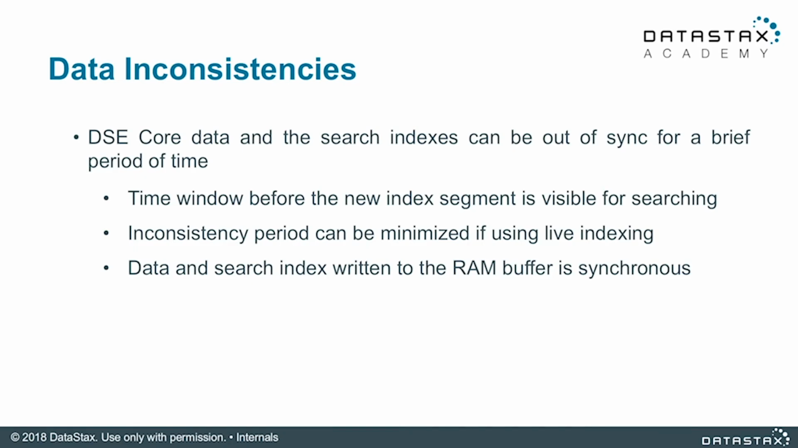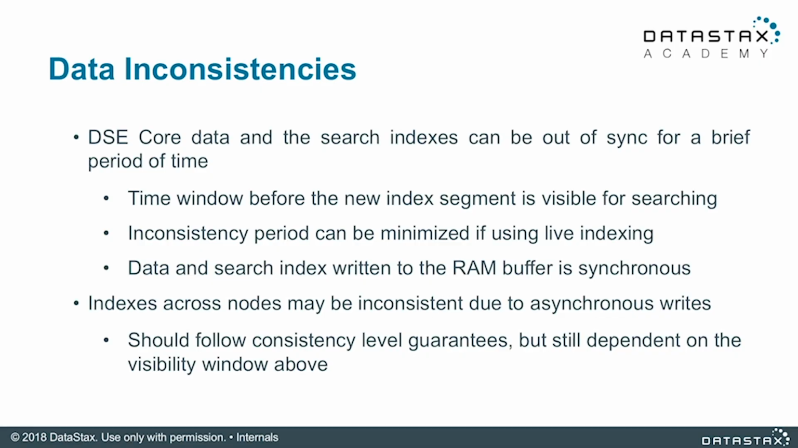One last thing to be aware of when it comes to indexing is the brief data inconsistency that can occur between Cassandra data and search indexes. Specifically, there is a period of time between when a write request has completed and when the data may actually be returned in search results. Real-time indexing, also known as live indexing, can drastically reduce the time before newly indexed data is searchable and can minimize the period of inconsistency between data and index. Now that the process between writing data and indexing data is synchronous in DSE 6, that has actually eliminated some other sources of data inconsistency that were seen in earlier versions.